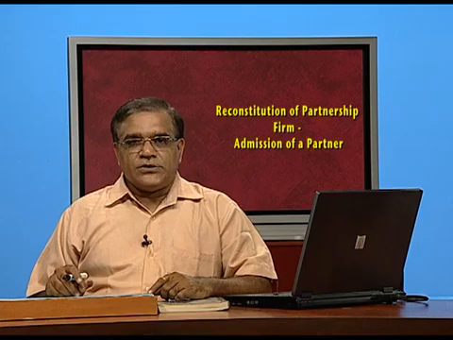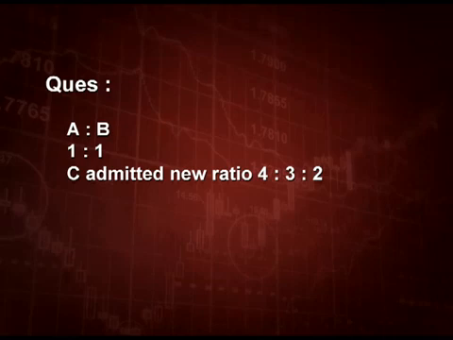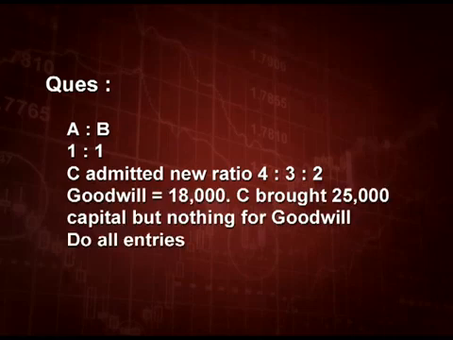Let us see another question on this. A and B are equal partners. C is admitted and the new ratio is 4:3:2. The value of goodwill given in the question is 18,000. C brought 25,000 for capital, but nothing for goodwill. Do all the entries. So, let us start the entries.